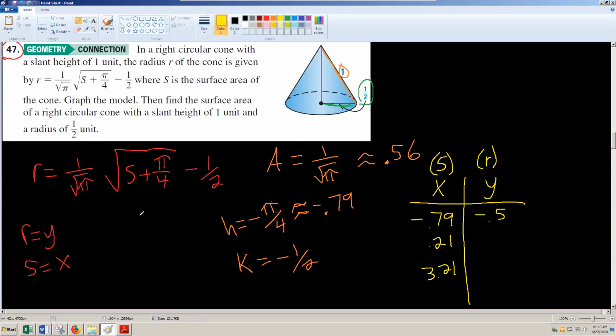I don't want you guys to be super hung up on these particular values here because it doesn't really matter that much. But basically just imagine that I'm doing my 0.21 and I'm adding the value here. So we get 0.21 plus 0.79. So inside here is 1. So here I now get 1 divided by root pi, which is approximately 0.56 times 1, and then I'm subtracting 1/2.